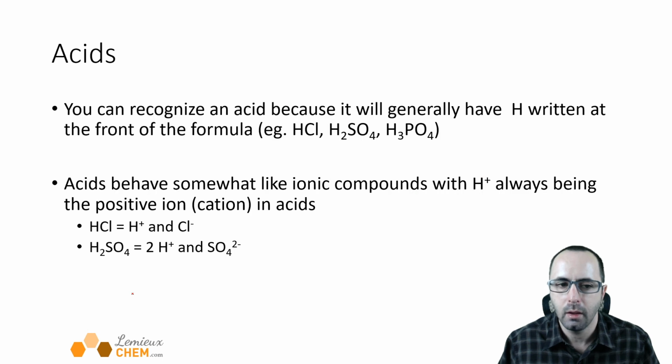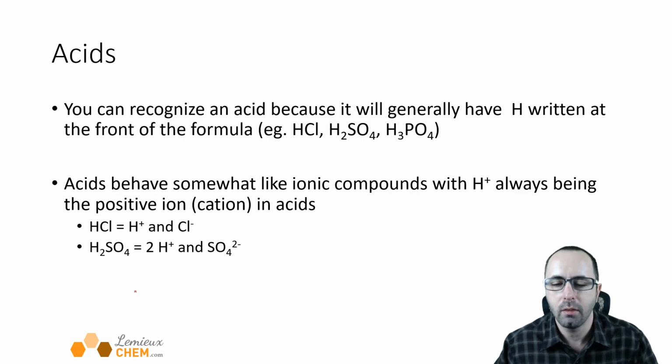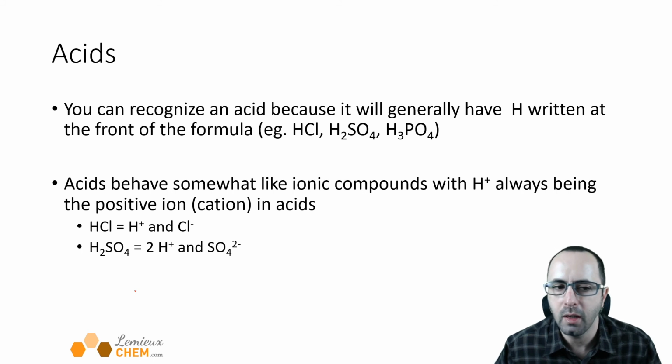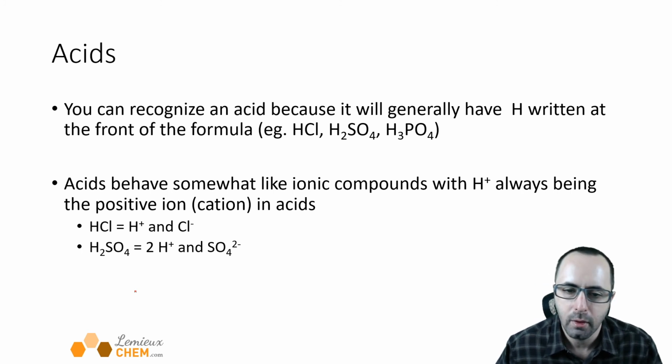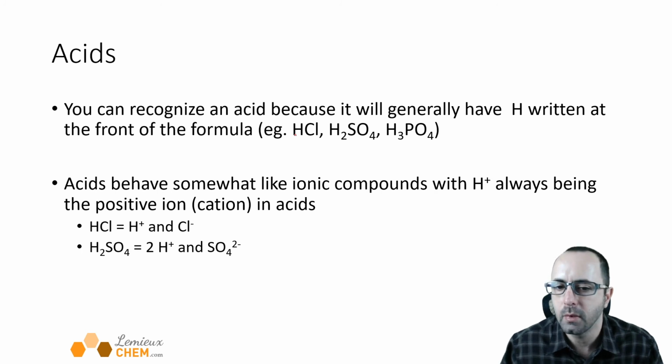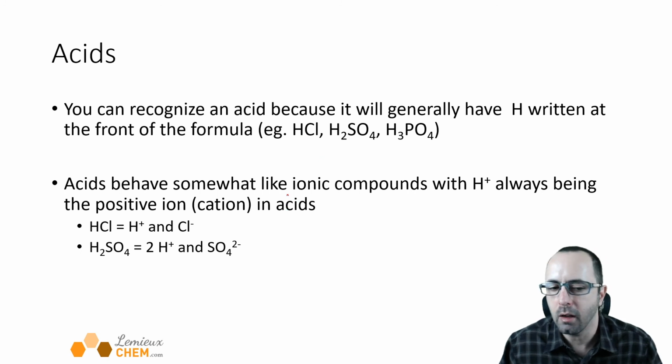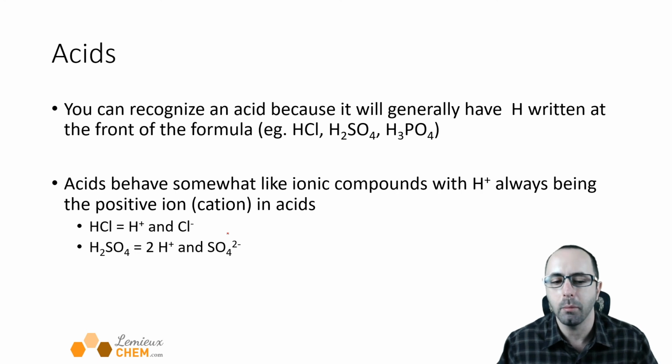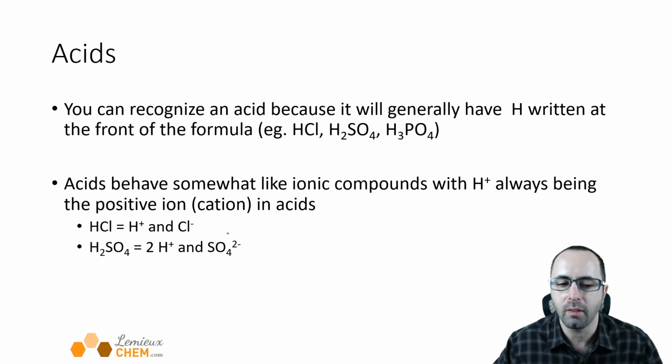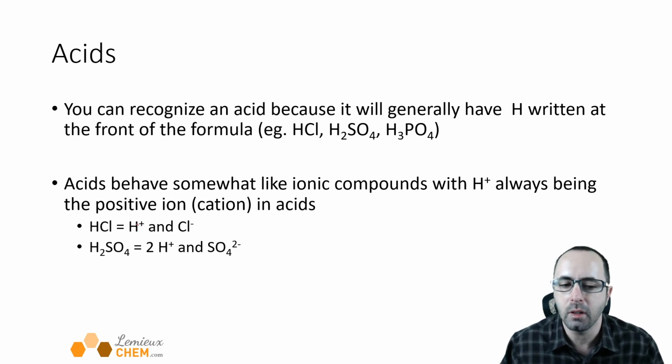Okay, one last type of compound to name: acids. So acids, you'll recognize them because they have an H in the front. Like this one, HCl, H2SO4, H3PO4. Acids behave like ionic compounds. We're going to be talking a lot about the behavior of acids as we move forward in this class, but a lot of acids, particularly strong acids, completely separate into ions.